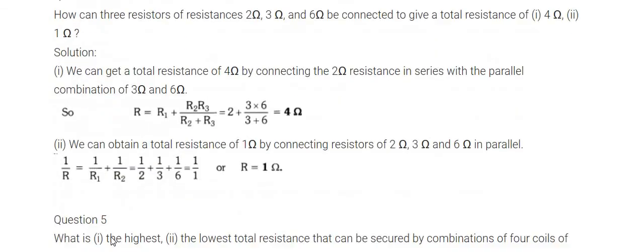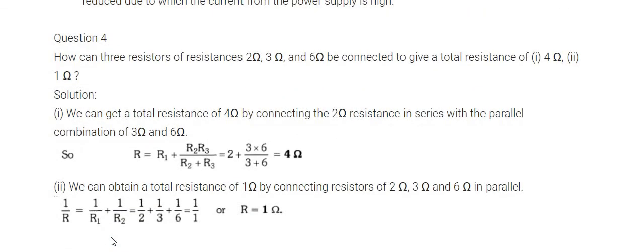Now let's move further. Question number 4. How can the three resistors of resistance 2 ohm, 3 ohm and 6 ohm be connected to give a total resistance, first of 4 ohm and second of 1 ohm? Means, how can we arrange them, in series or parallel, to get the 4 and the 1?